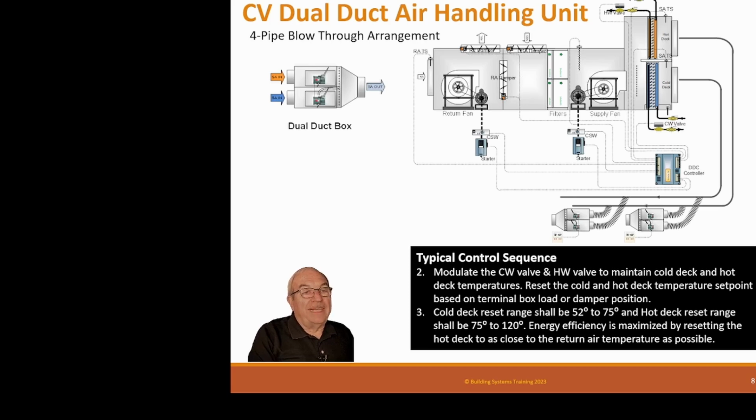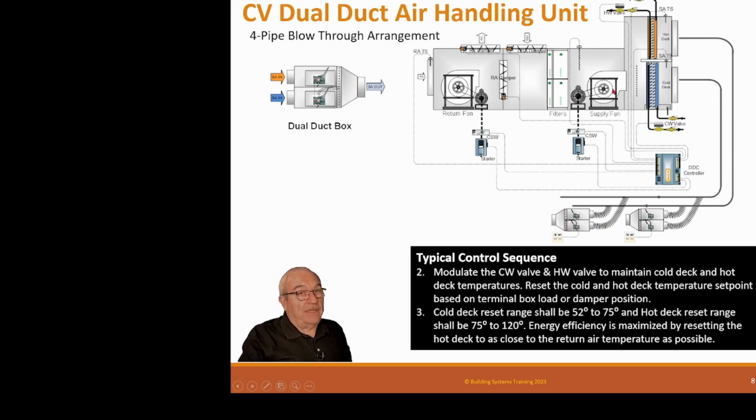The cold deck reset range shall be from 52 to 75 degrees, and the hot deck range shall be from 72 to 120 degrees. Energy efficiency is maximized by resetting the hot deck to as close to the return air temperature as possible. So what happens here is the control system watches the damper positions, and if it gets to where many or most of the dampers are getting near full open, then it will drop the cooling set point to make sure these dampers are modulating, but up to 95%. And if one gets full open, it needs to lower it so that space can meet its temperature.